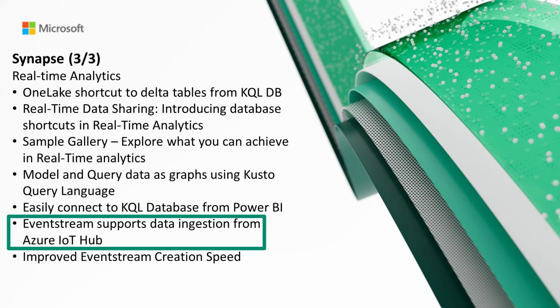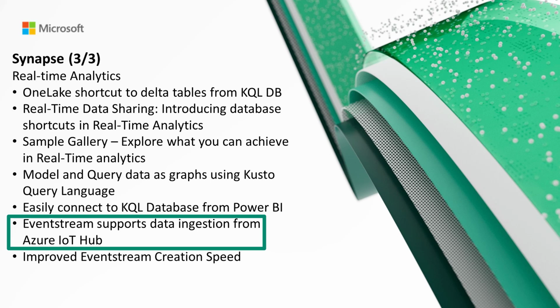Event Stream now supports AMQP format connection string for data ingestion. AMQP stands for Advanced Messaging Querying Protocol, is a protocol that supports a wide range of messaging patterns. It's a widely used communication protocol that facilitates efficient and reliable communication among IoT devices and systems.